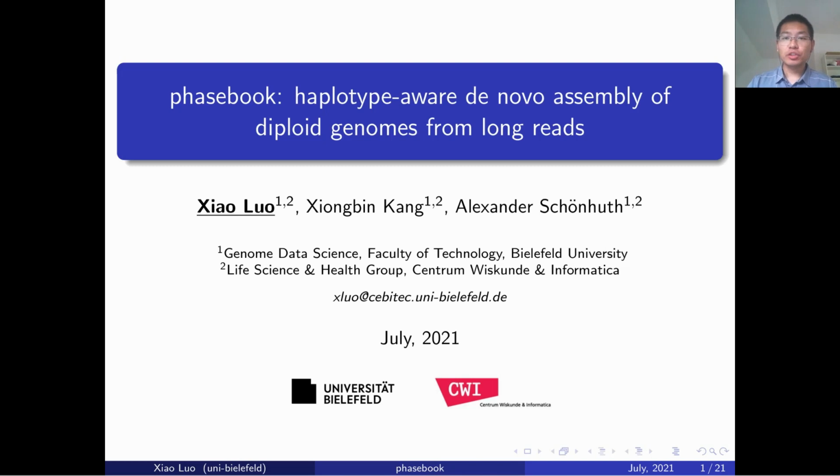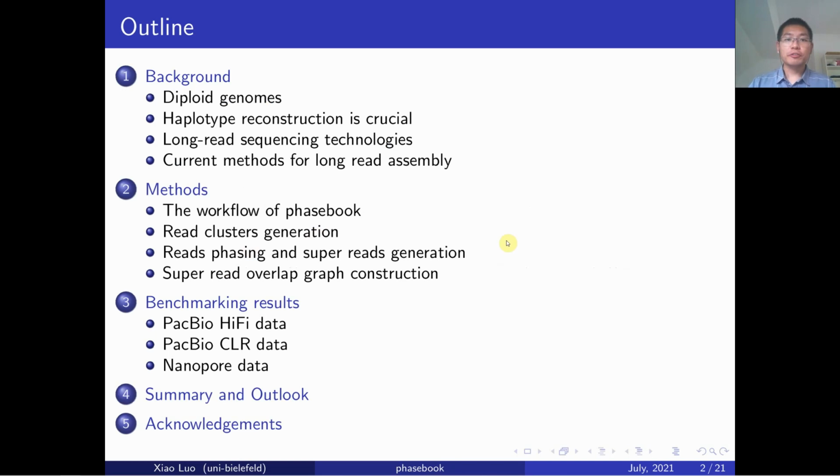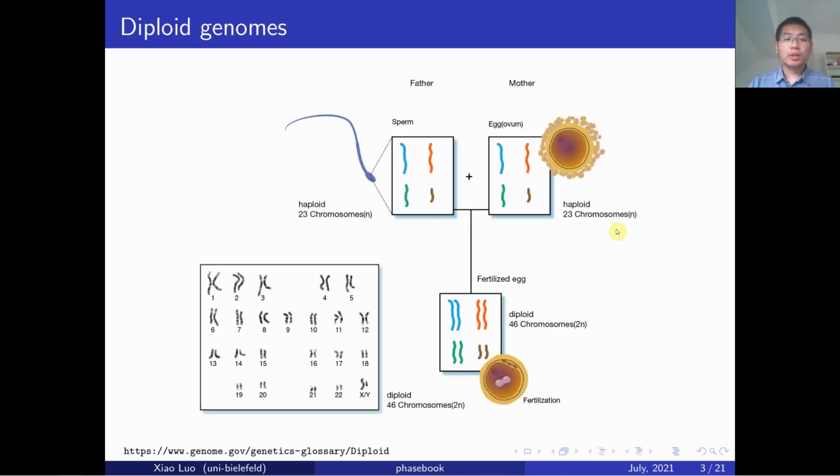I will present a new approach, phasebook, which is used for haplotype-aware de novo assembly of diploid genomes for long reads. I will talk from the following aspects. First, I will talk about the background of this project, the method we developed, and some benchmarking results, and make a summary. So what is a diploid genome?